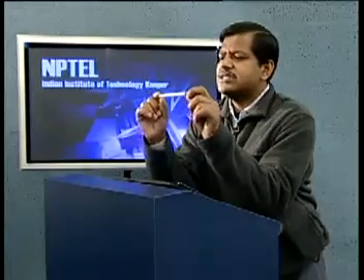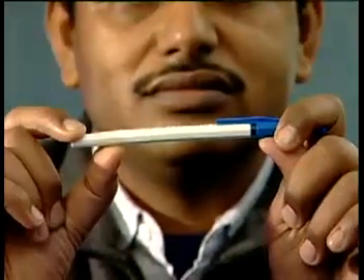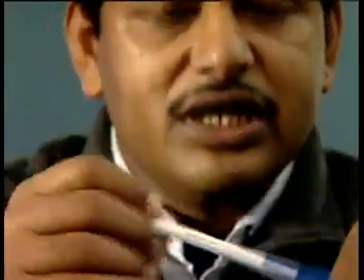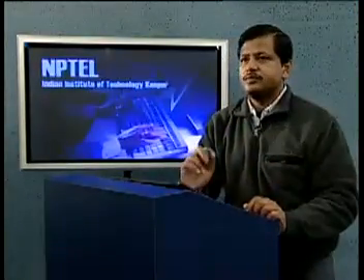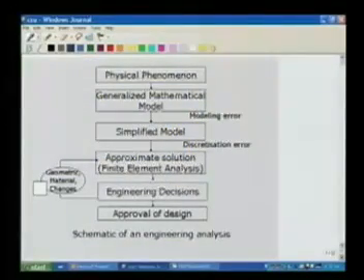For example, if I see that this pen under the action of this load hardly does anything, that is, it is absolutely safe, then I may decide to remove material from the pen. That is, I will make geometric changes to the pen. That is, here I am going to change the geometry or make the pen thinner.